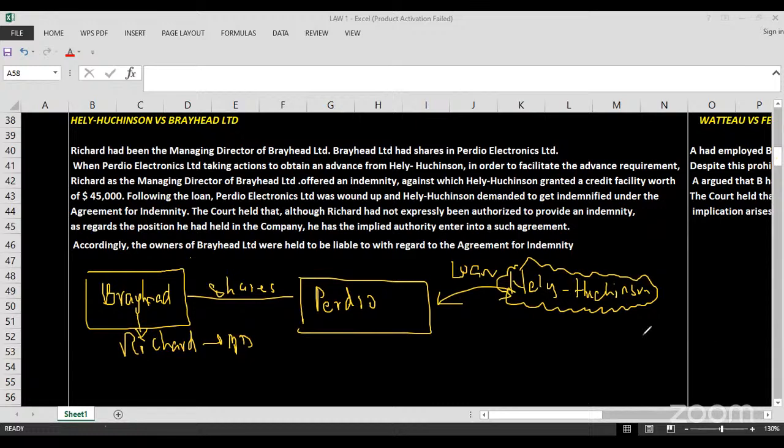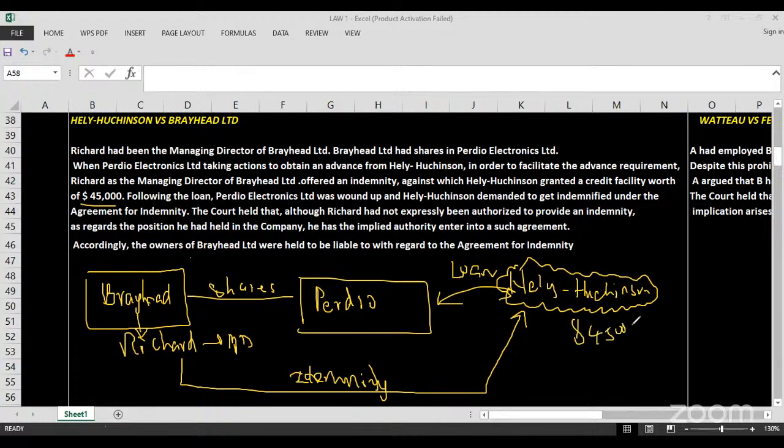Now when Hely-Hutchinson was giving the loan at that time, Richard said, okay, I'll give you the indemnity if Purdue doesn't pay. So he's giving that assurance to Hely-Hutchinson on behalf of Purdue. They're going to take a loan worth how much? An amount of $45,000.